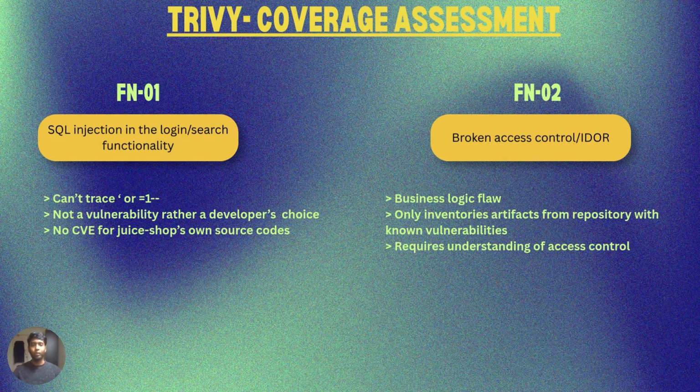The second is the broken access control. The broken access control is not exactly a vulnerability, rather it's a defective business logic flow in authorization. So in order to identify the broken access control, Trivy needs to know the semantics of the business or know about the access control, which is not possible. Because of that, we cannot identify the broken access control vulnerabilities, which can be found through static or dynamic analysis.